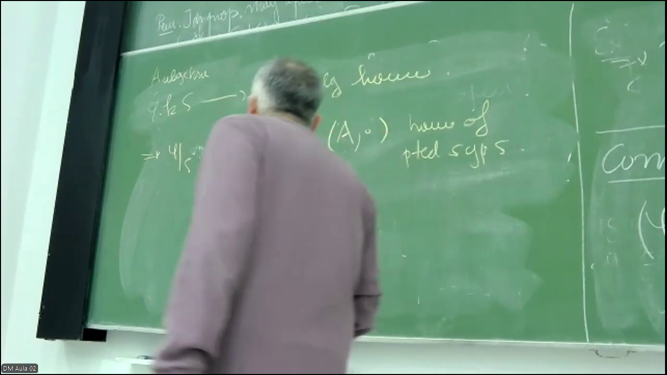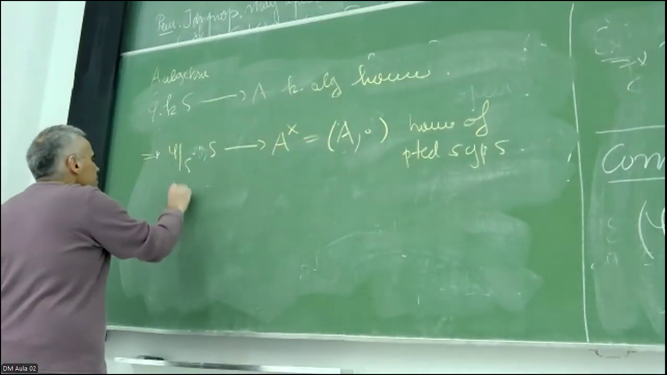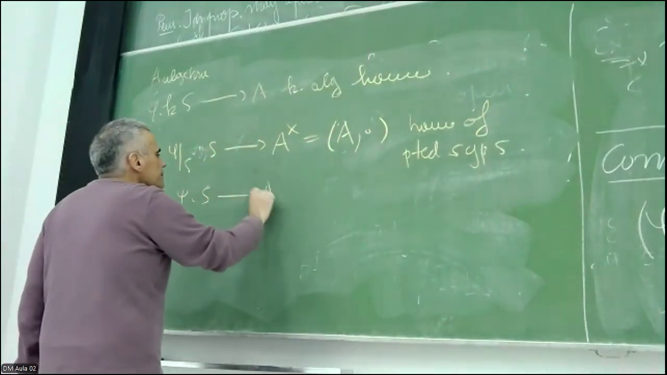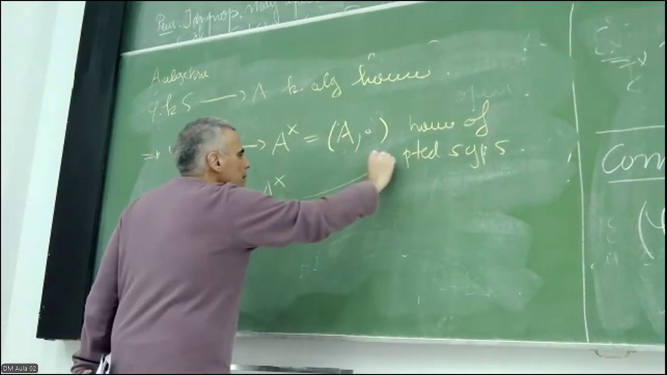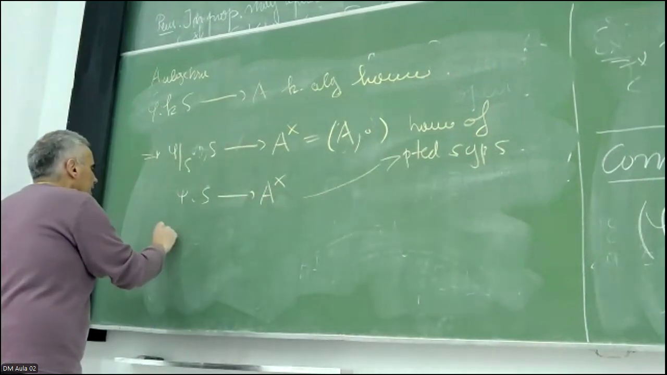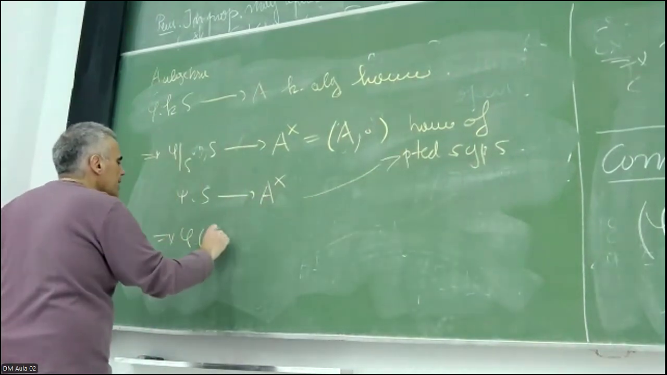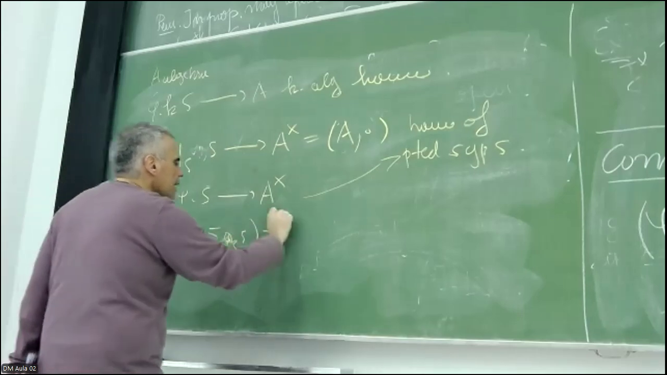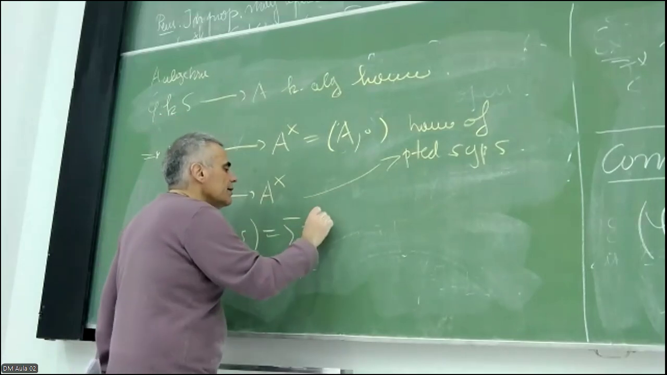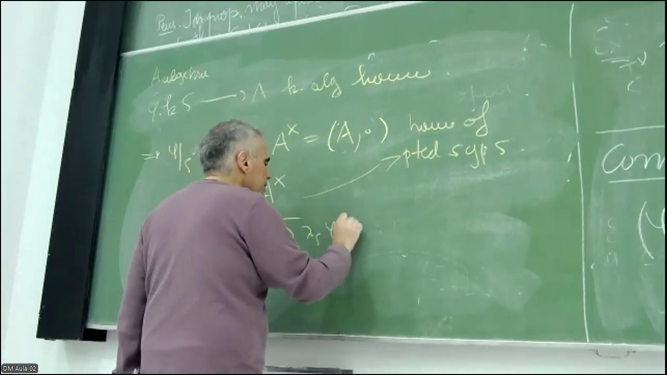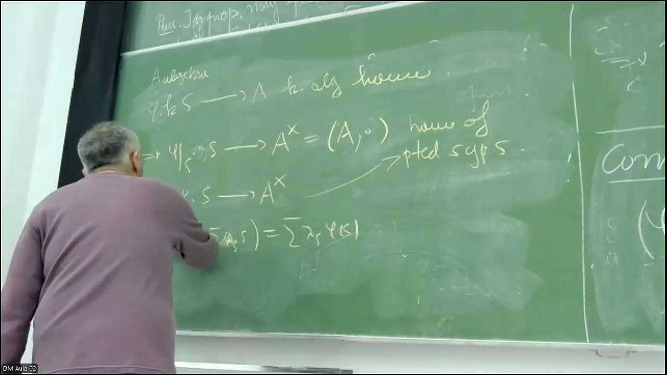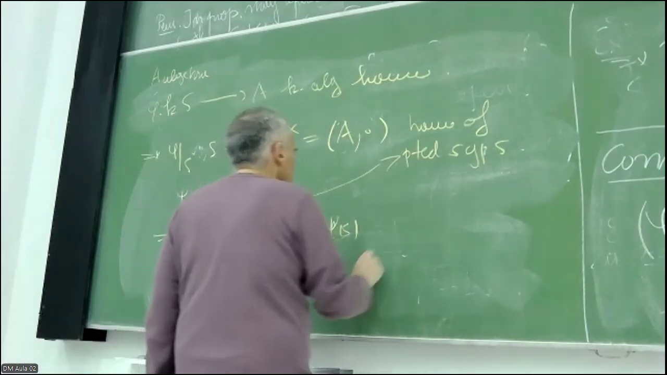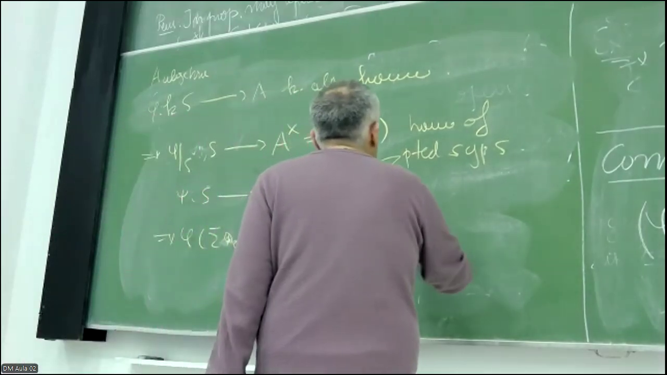Conversely, if I have a homomorphism psi of pointed semigroups, then I can define phi of the sum of lambda_s times s as the sum of lambda_s times psi of s, and this is an algebra homomorphism.